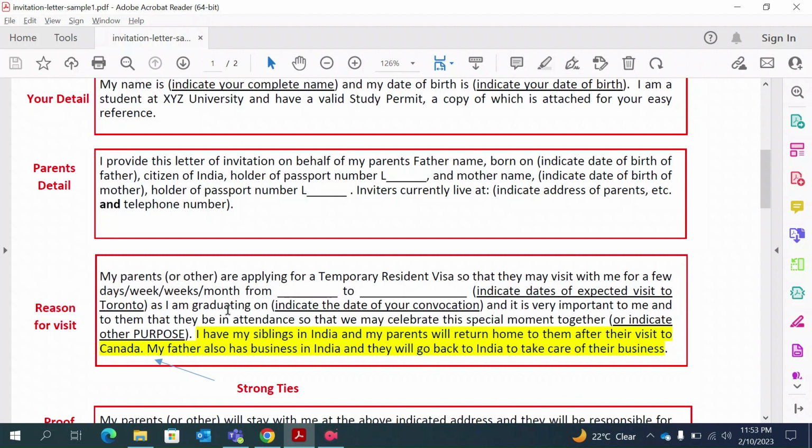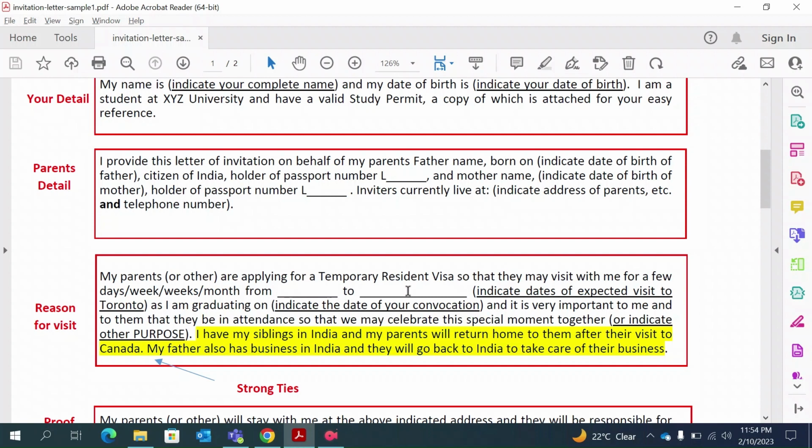Over here you need to mention that you are applying for a temporary resident visa, and you need to mention how long they will be staying. So if they will be staying from say 10 January till 30 January, indicate that, and mention why they are visiting you. There could be multiple reasons they could visit you. Say you are graduating, they could visit you for your convocation.